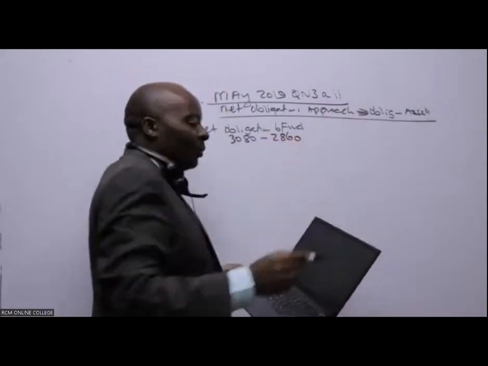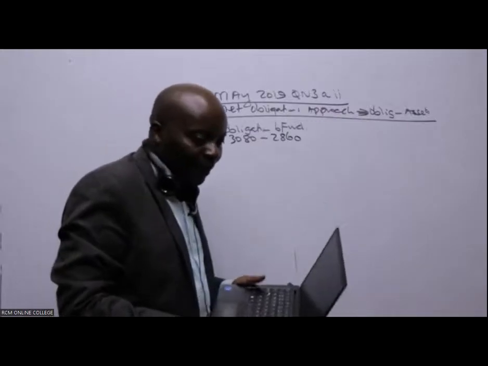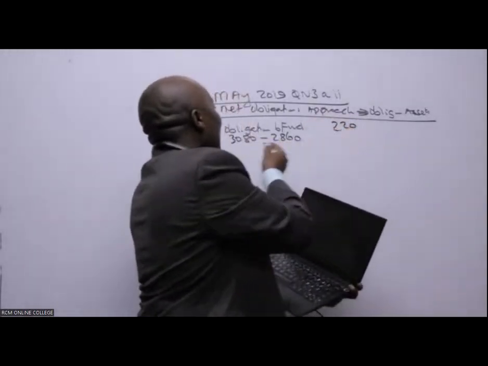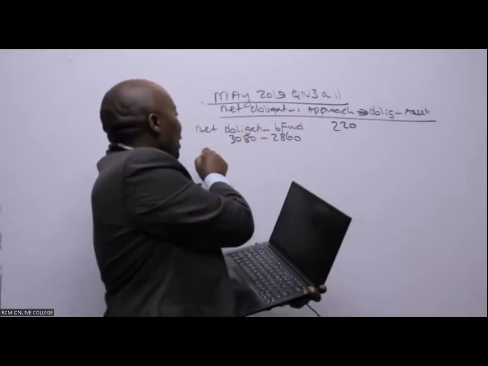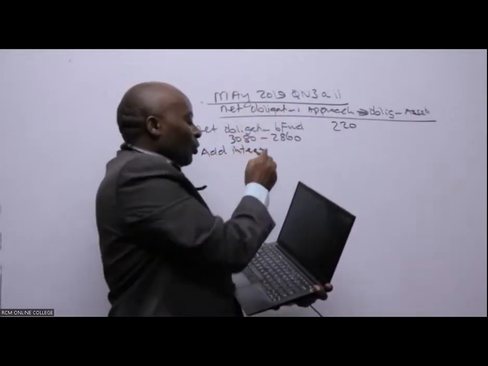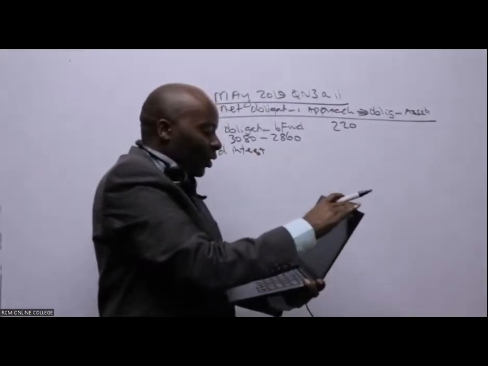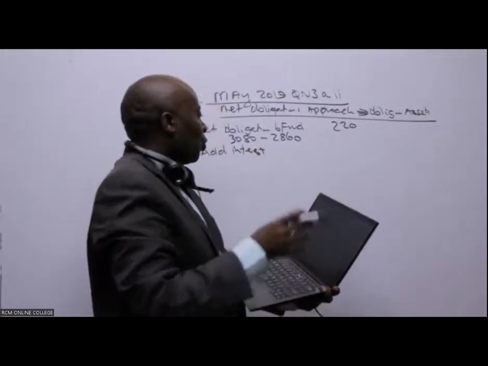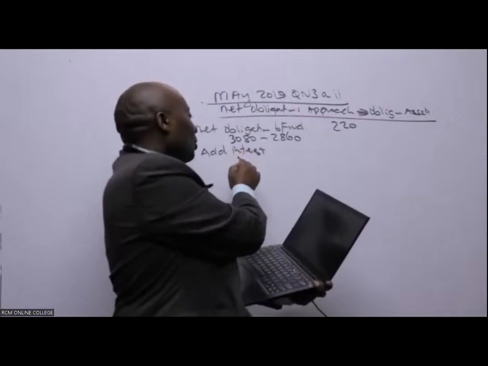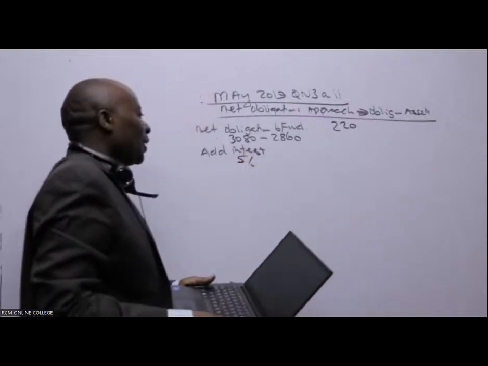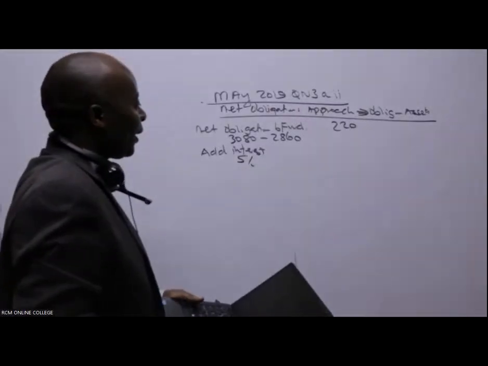Are you able to give me that figure? It gives me 220. Of course, this will earn interest, but you must be very careful here. Add interest. What is the rate of interest given? The rate of interest given, note 1, is 5%. But you have to be very careful here. So add interest, just leave it out like that.